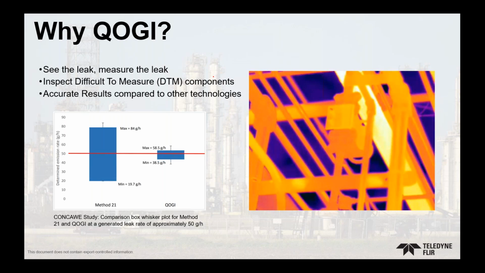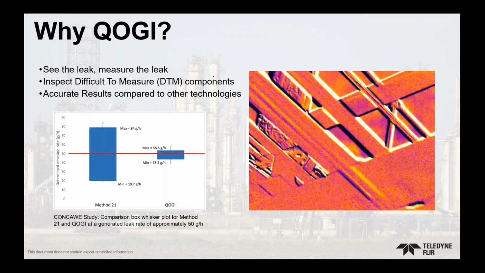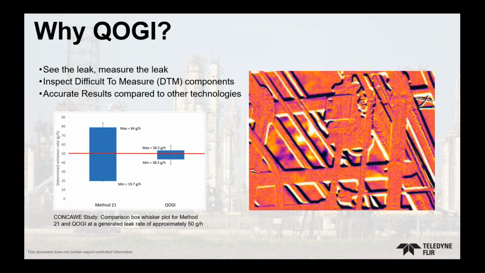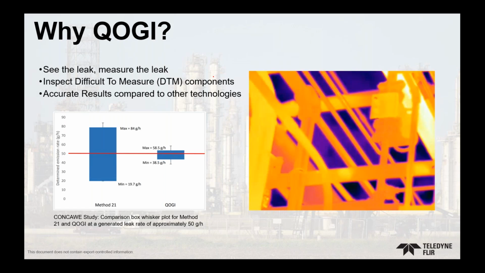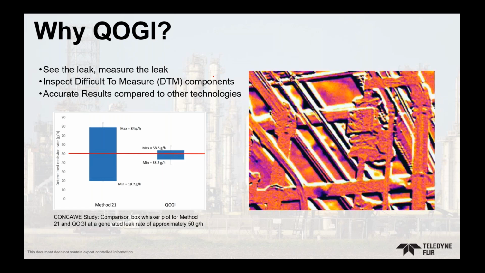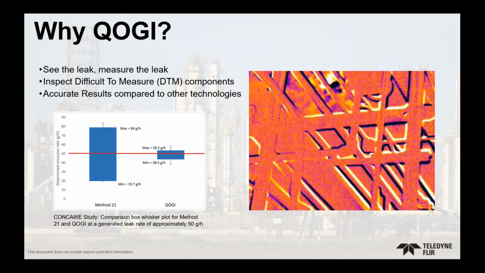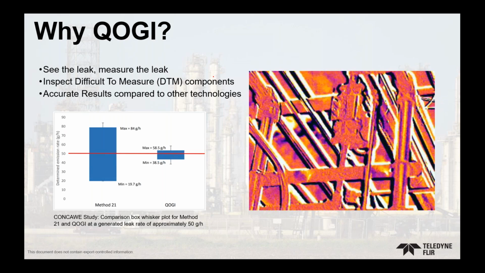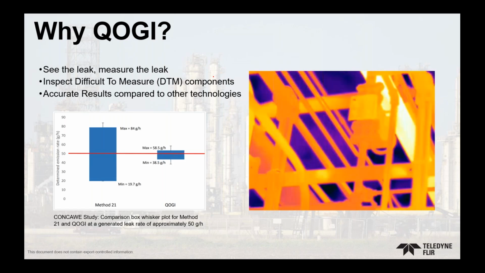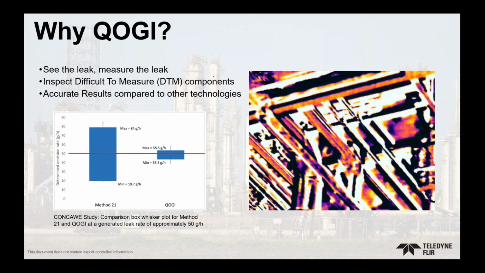And also the accuracy of the QOGI, compared to other technologies. Again, Method 21, a CONCAWE study took place in 2016. I was actually there when the study was made. CONCAWE reported that the QOGI had a 6% error rate compared to a 31% error rate for your traditional Method 21. So from an accuracy point of view, quantification with QOGI is proven to be better than the traditional Method 21.